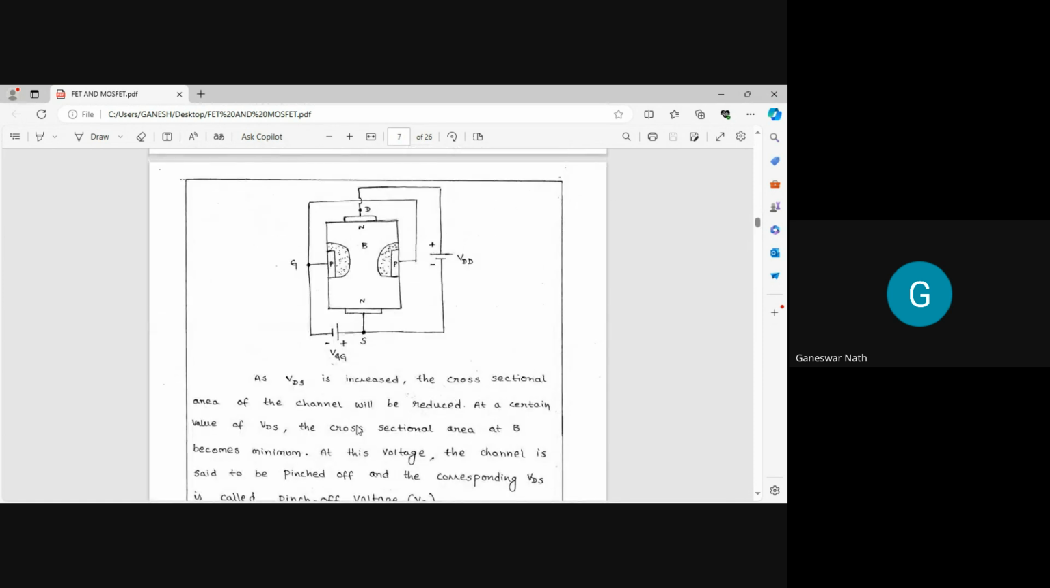What I've told about the operation: this is the gate, this is the drain, and this is the source. Now, when the current is allowed to flow through the device, this is where it flows.